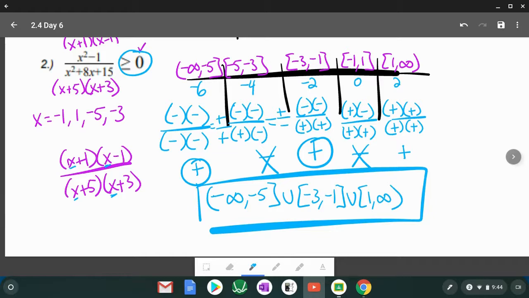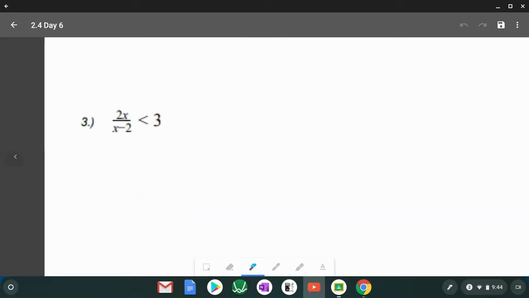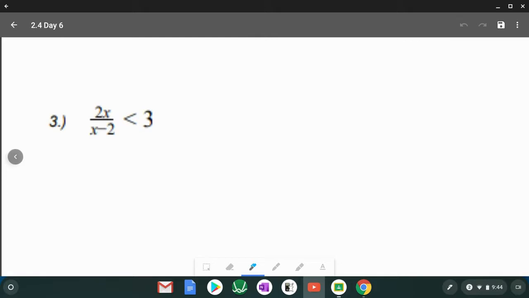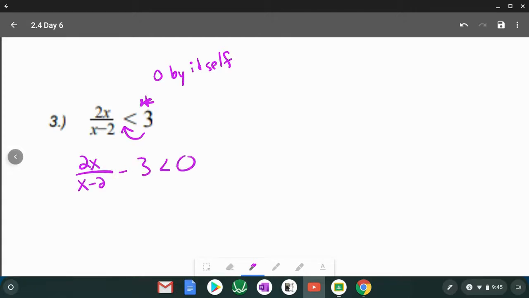Okay. On the next page, if we take a look at number 3, we're going to notice for numbers 3 and 4 that 0 is not already by itself. So again, it's something that sometimes you take a little bit for granted, because it does happen often where you're already given a problem with 0 by itself. But it is important to make sure you deal with that before you move on. So we got to get 0 by itself. And if you recall from Algebra 2, we do that by moving it over. So 2x over x minus 2 minus 3 is less than 0.